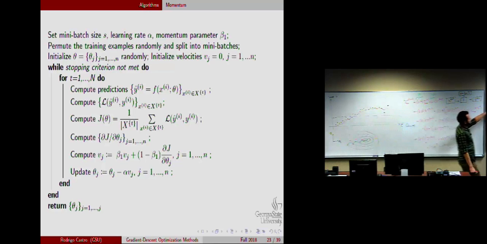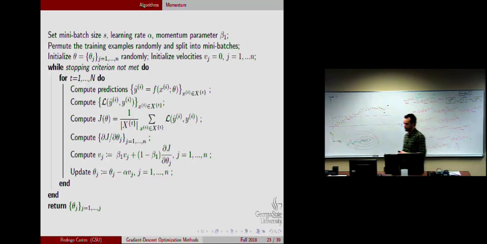The rest is the same as mini batch. The only difference is that instead of putting the gradient here, we're going to be computing the weighted average, which is not hard computationally because you just store this number and you add this fraction of the gradient. So you don't need to remember all the previous gradients. You can just add this to the previous one, and that will be your new velocity, and this will take the place of the gradient.